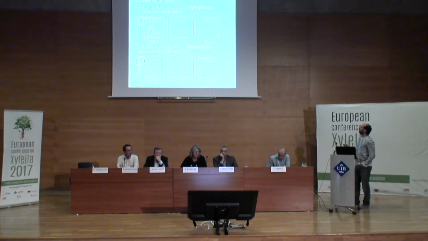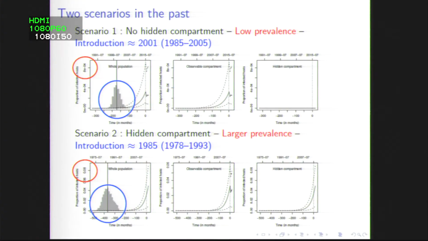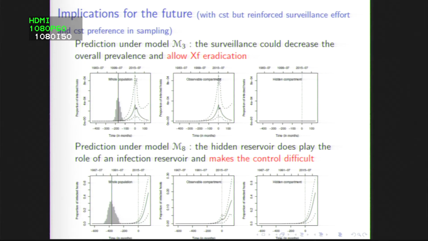So what we see is that in the first scenario, under the model without hidden compartment, there is a quite low prevalence of the disease, and we estimate the introduction around 2001. Whereas in the second scenario with hidden compartment, there is a larger prevalence of the disease, and the introduction is dated at about 1985. And now the implications for the future. Here we consider that there is a constant but reinforced surveillance effort and a constant preference in sampling.